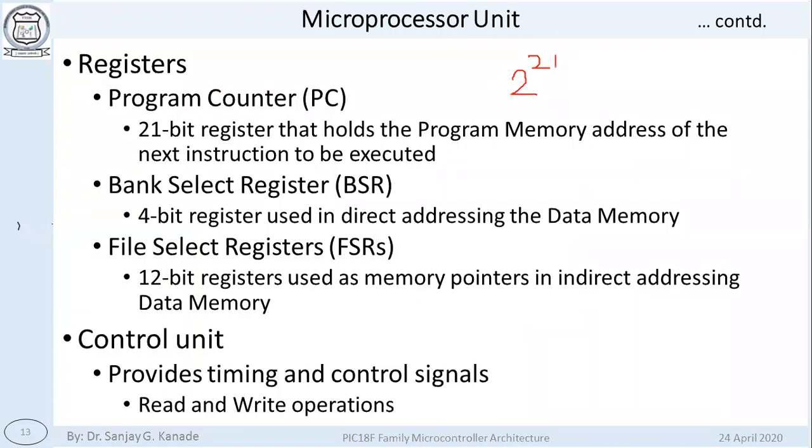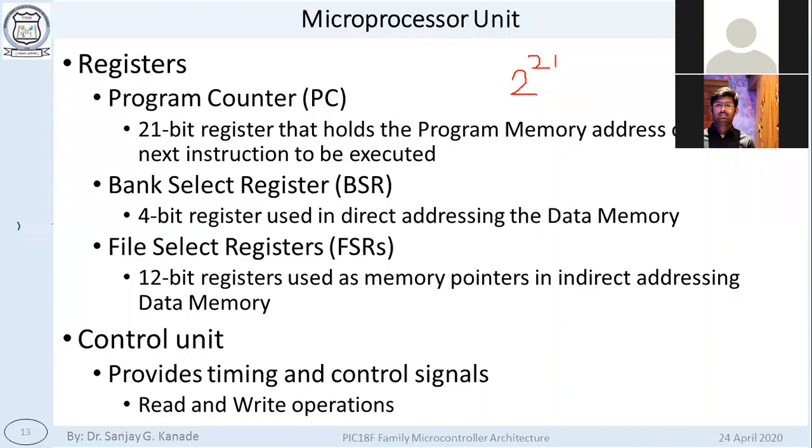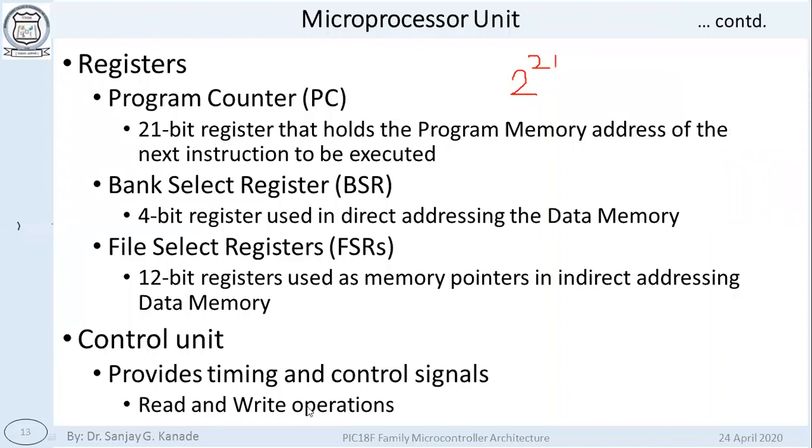Now the control unit, which is part of the microprocessor unit again, it provides timing and control signals like read or write operations because we are going to read as well as write in the memory. We are going to read some data, we are going to write some data. So all that thing will be controlled through signals provided by the control unit.